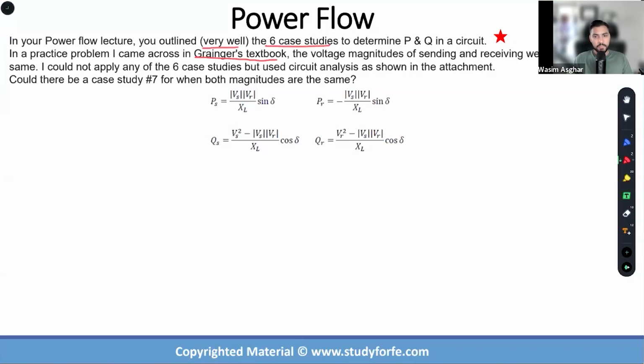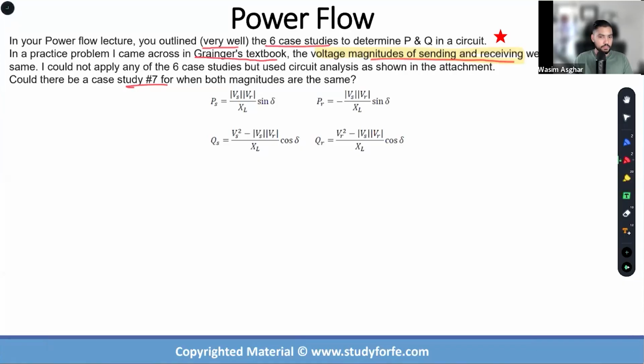Anyways, so the student was going out of his way and working through some additional practice problems from Grainger. And he said he encountered a problem where the magnitudes of the sending and receiving were the same. So he went back to the 6 scenarios we dealt with and asked, is this a 7th scenario? And how can we essentially deal with it based on what we know? So the key thing I want to highlight over here is what happens to real power and reactive power, if you want to create a 7th scenario, when the magnitude of the sending and the receiving are the same.